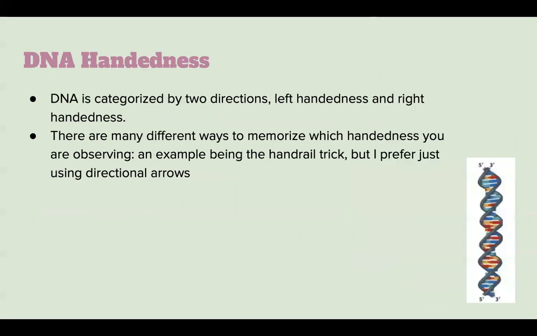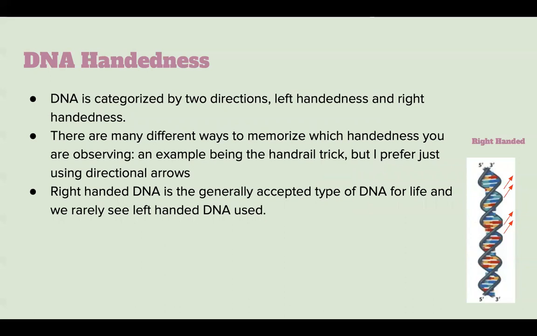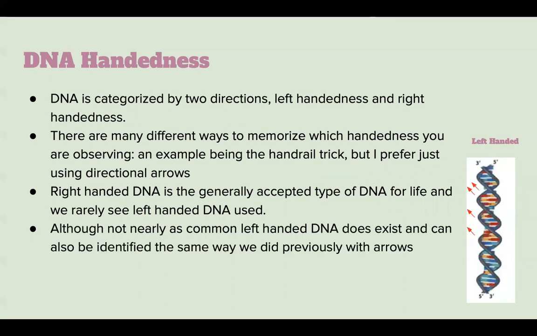DNA has 2 directions, right and left-handed. The easiest way to tell is by drawing arrows to see which way the strands are pointing. Right-handed DNA is much more common than left-handed DNA and can be identified by the arrows that point up to the right. Left-handed DNA, while uncommon, is identified the same way, but with arrows that point up and to the left.